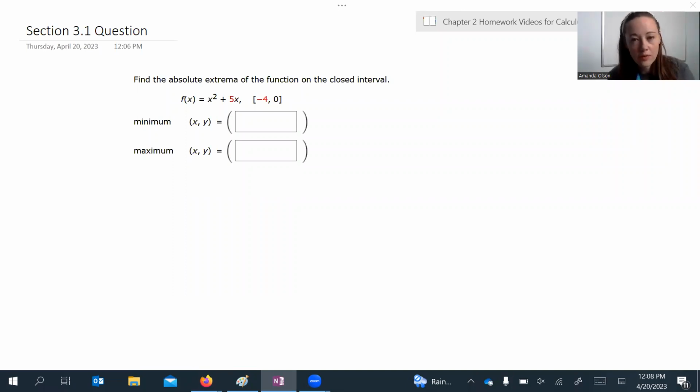Here I've taken a couple review problems for our exam 3. This first one shows up as the first problem, and it comes from section 3.1. It asks us to find the absolute extrema of the function on the closed interval. So I'm going to do it with a perspective of 3.1. Instead of using the second derivative test, I'm just going to stick strictly to the first derivative test.